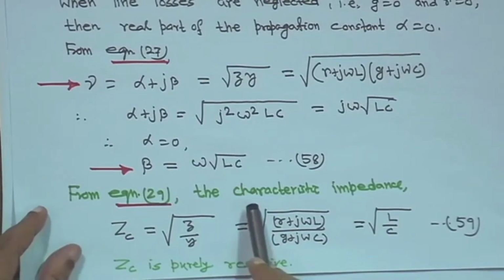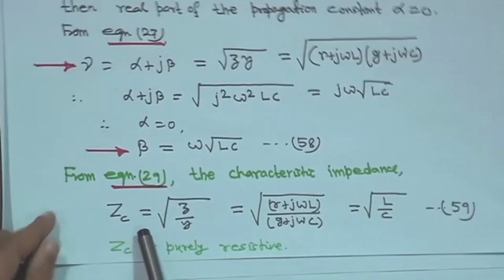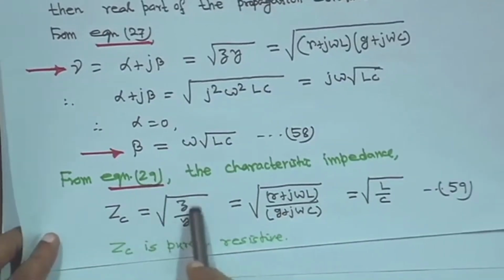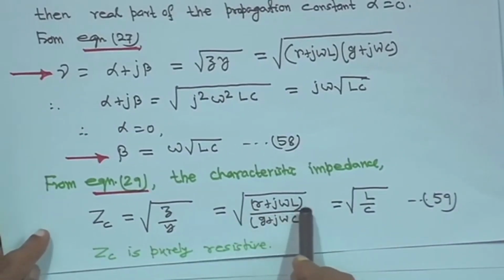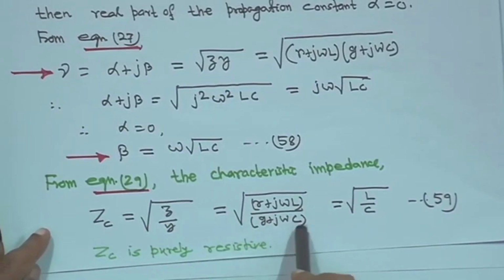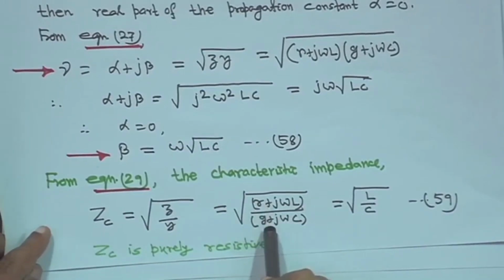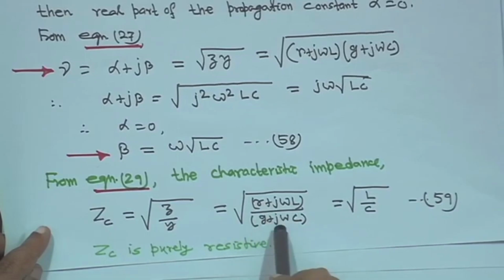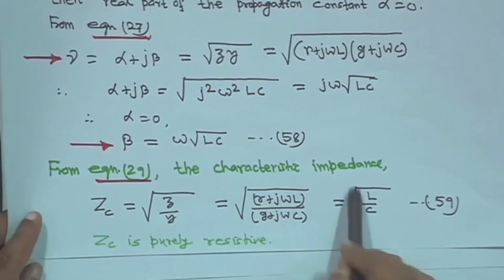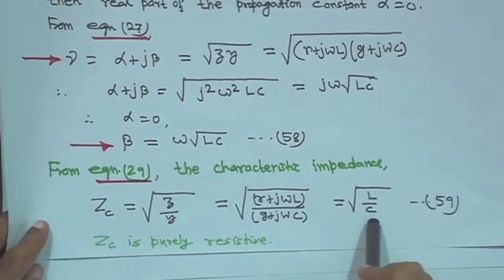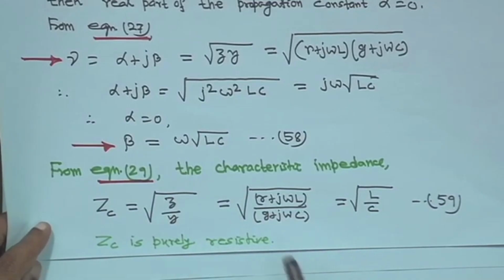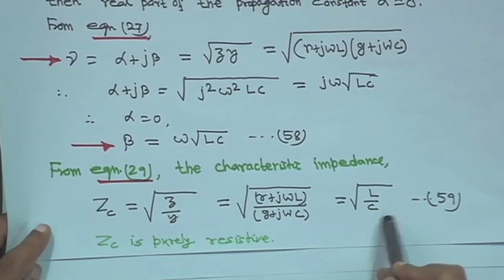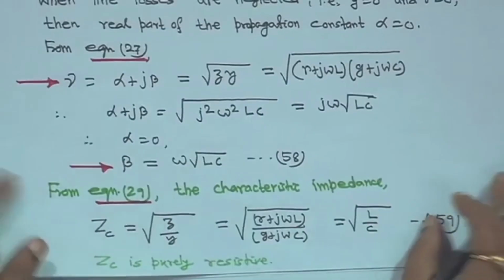Therefore, from equation 29, the characteristic impedance Z c is equal to root over small z upon small y, that is root over (r plus j omega L) divided by (g plus j omega C), but r is 0, g is 0. So if you put r is 0, g is 0, j omega will be cancelled, and ultimately Z c will simply become root over L by C. So Z c is purely resistive. There is no complex part here; root over L by C is purely resistive.